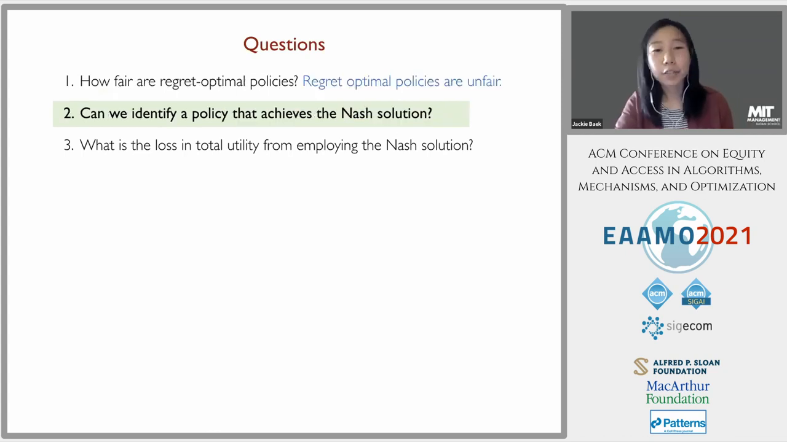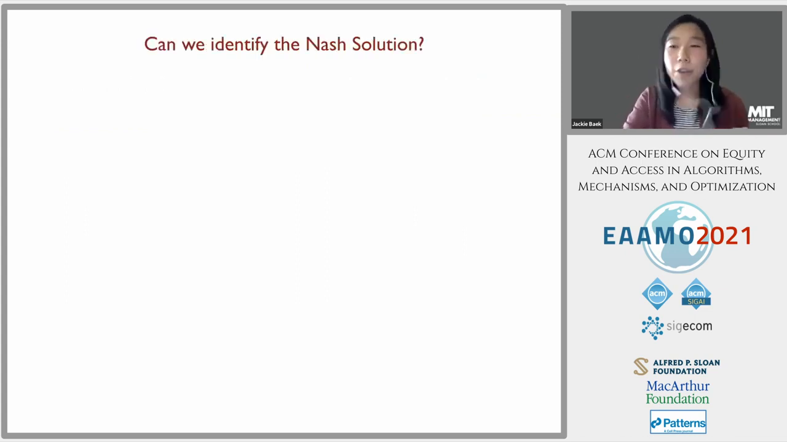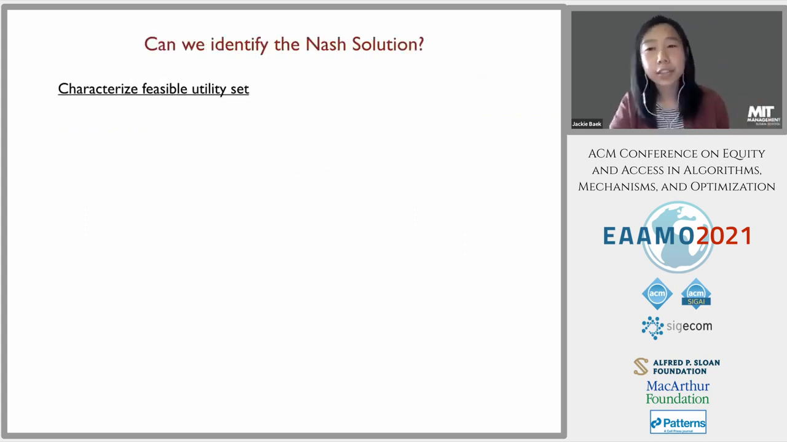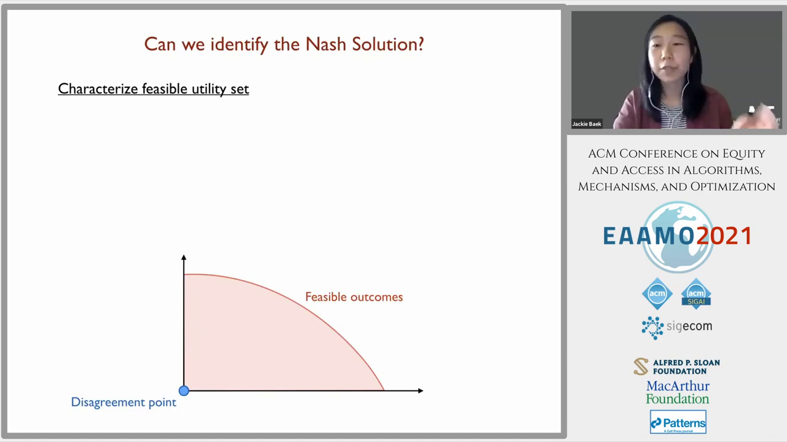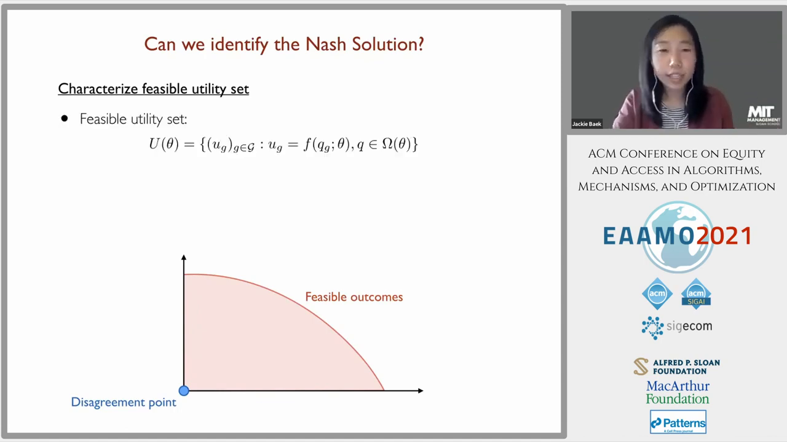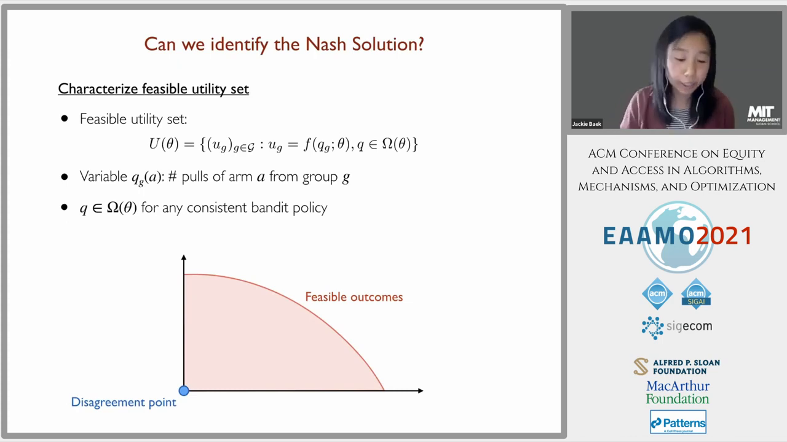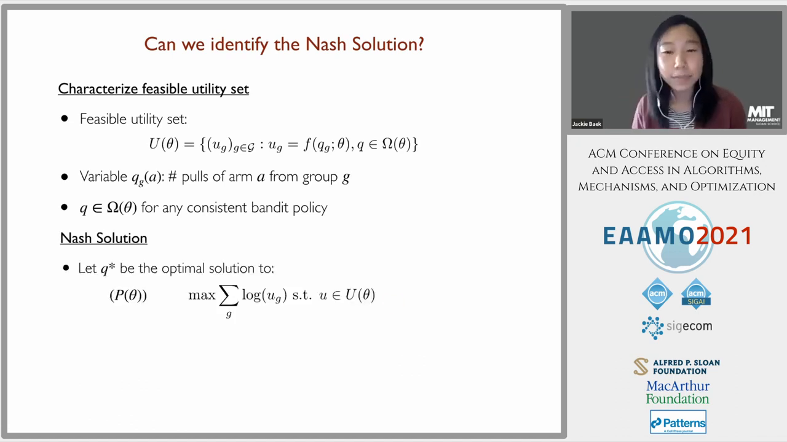So the next natural question is, okay, then what is a fair policy? Is there a policy that achieves the Nash solution? I won't go into details of how we derive this policy, but the first thing we need to do is characterize the feasible utility set. We can construct this set, write this set as big U, which characterizes exactly this shaded region. And note that big U is a function of theta, which is the unknown bandit parameter. So we want to find the solution that maximizes the sum of the logs over this utility set.